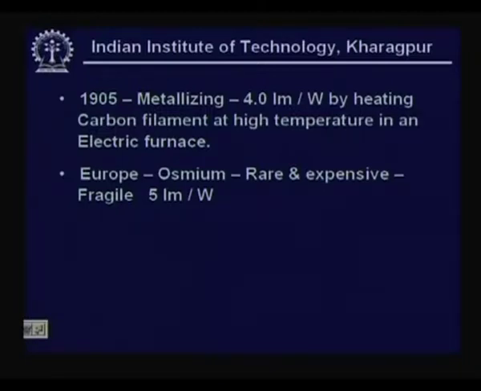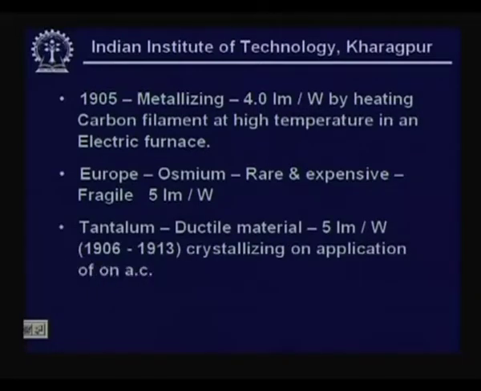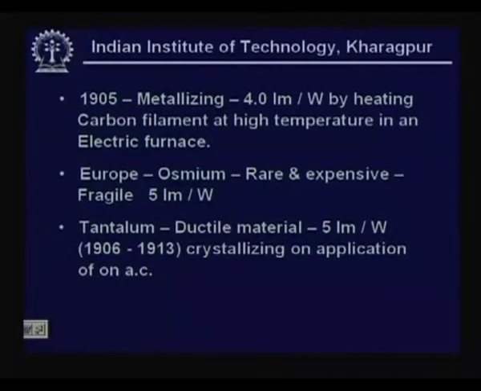In fact, this led to looking for materials which could be ductile and which could be drawn in the form of wires and at the same time give good light output. So, the efforts were on to increase from 3.5 lumens per watt to higher and higher levels, and tantalum was found, which was quite ductile, but would crystallize on application of AC.